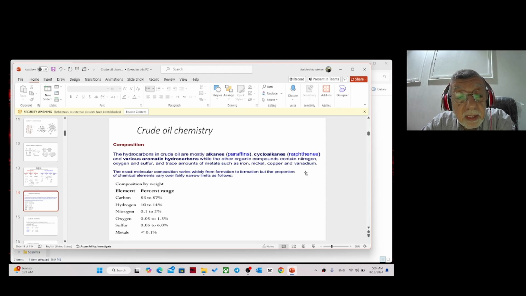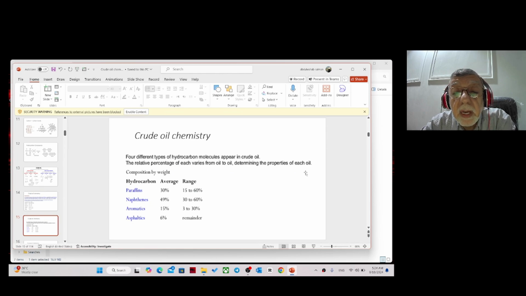Composition by weight, element in percentage. Carbon is about 83 to 87 weight percent. Hydrogen is 10 to 14 weight percent. Nitrogen is 0.1 to 2%. Oxygen 0.05 to 1.5%. Sulfur from 0.05 to 6%. Metals less than 0.1%.